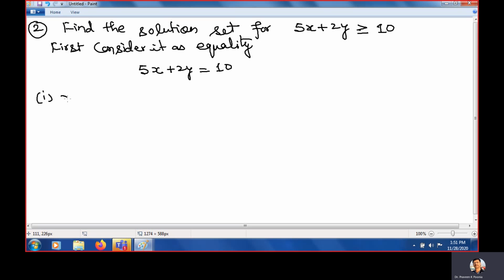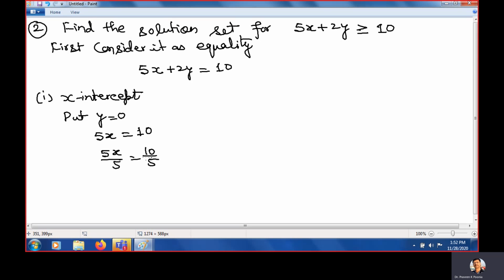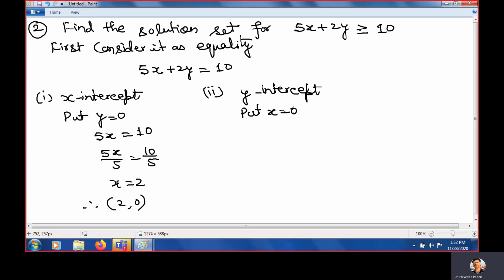Now find the x-intercept. What is the x-intercept? Put y equal to 0. So it is 5x equal to 10, and divide by 5. It is 10 upon 5, so x equals 2. So the x-intercept is 2, 0. Okay, now point number 2, the y-intercept. For the y-intercept, what will we put? Put x equal to 0. With x equal to 0, we get 0 plus 2y equal to 10. So divide by 2. How much is it? y equals 5. Therefore 0, 5 is the y-intercept.